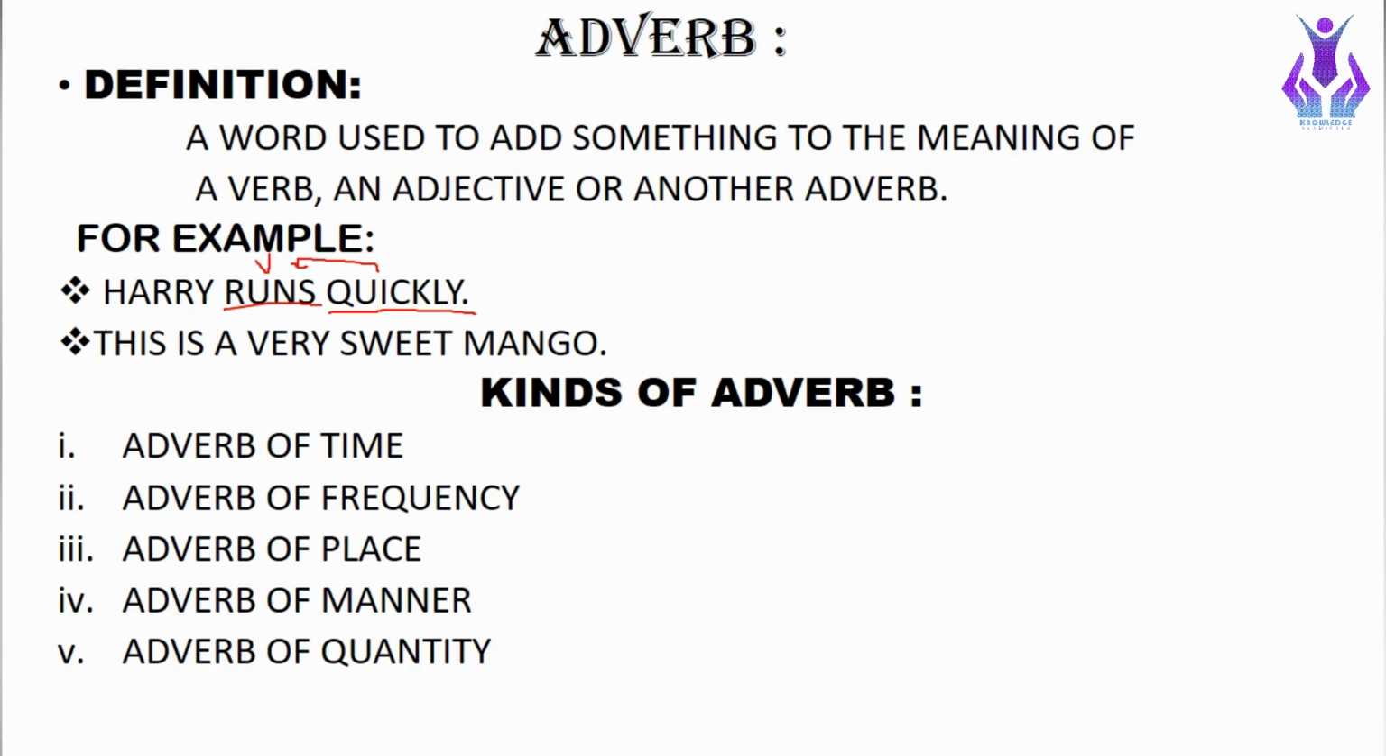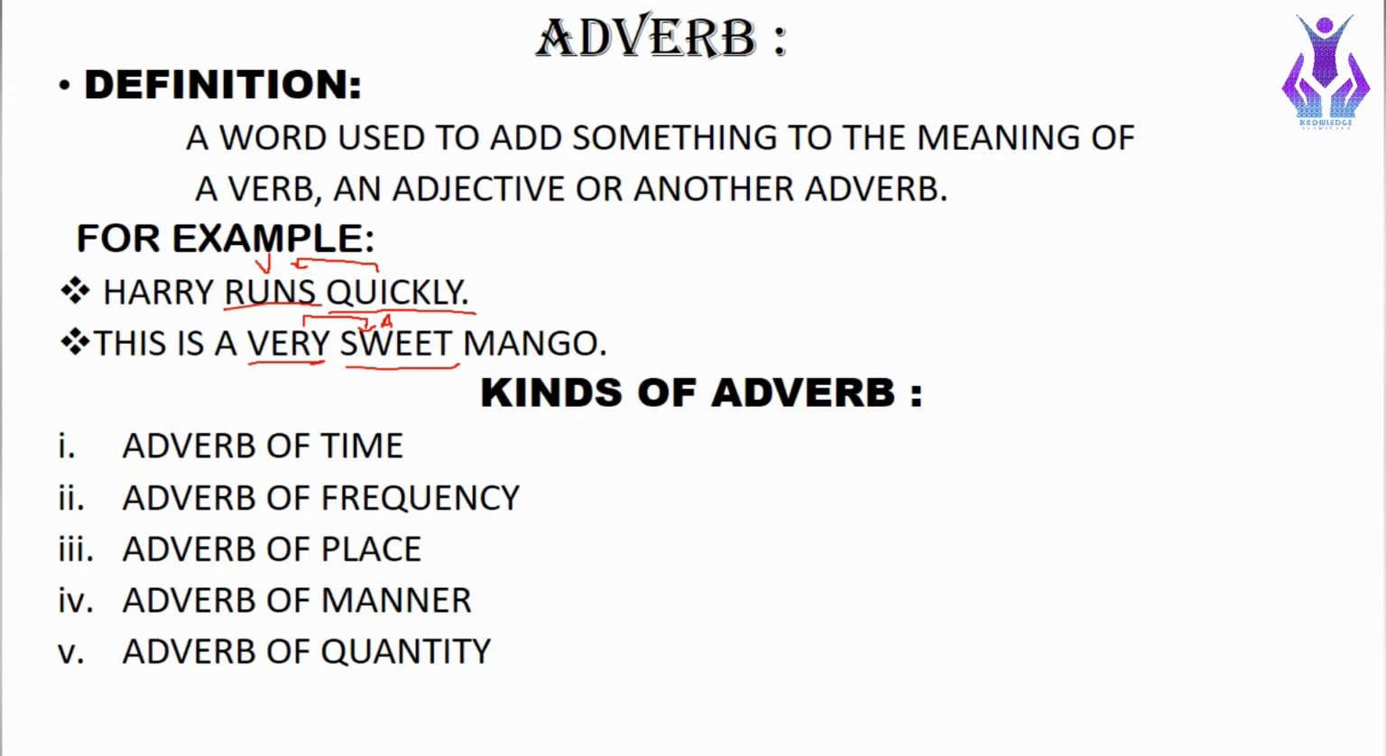In the next example, we can see that this is a very sweet mango. Here the word very shows us how much, in what degree the mango is sweet. So the word very modifies the adjective sweet. Sweet is an adjective and the word very is describing it, so it is an adverb.